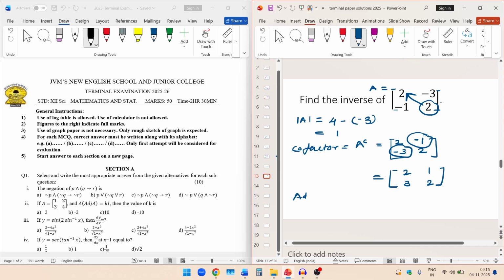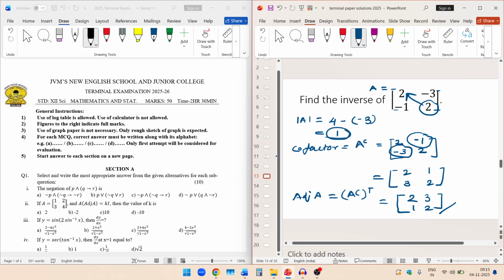Adjoint of this would be the transpose of the cofactor. Because we require the adjoint, since A inverse is equal to adjoint of A upon determinant of A. So the adjoint will be the transpose of this. The transpose will be 2 1 3 2, right? So this is the adjoint, and this divided by the determinant is the inverse.